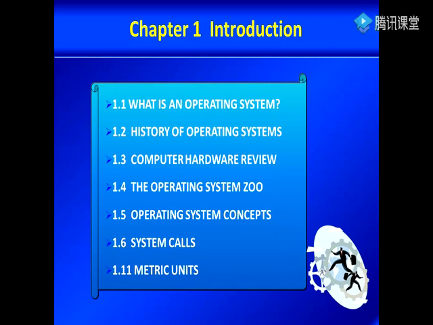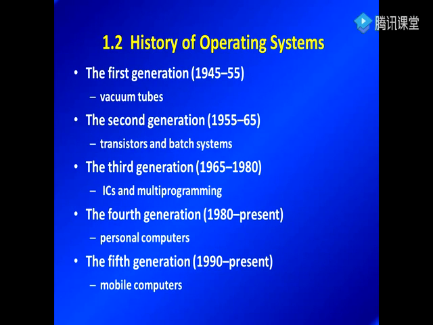The next section is about the history of operating systems. We're going to take a brief review of the history of operating systems, and after that, we'll explain the computer hardware, because the operating system is about resource management, right? We have to understand the objects to be managed. So these are the main contents for today. First, let's take a quick look at the history of operating systems.